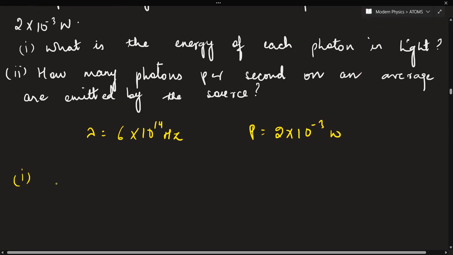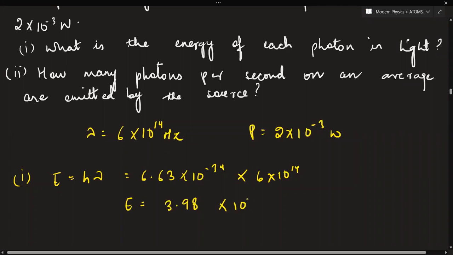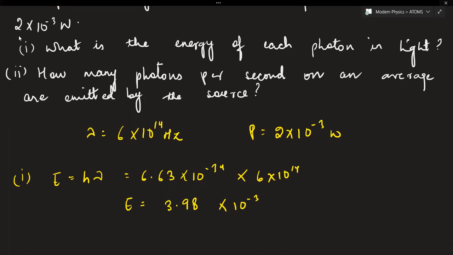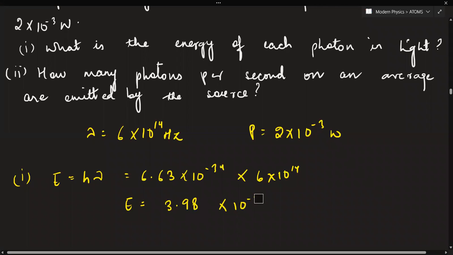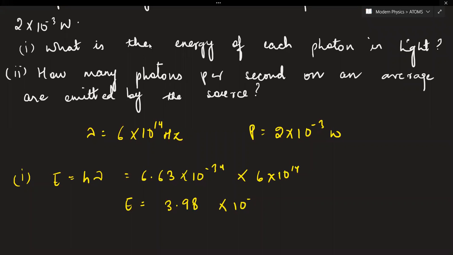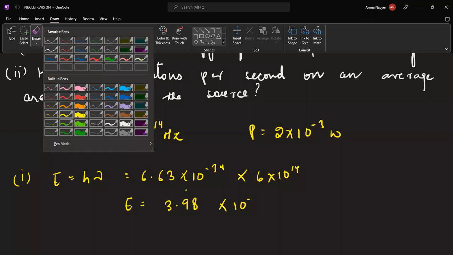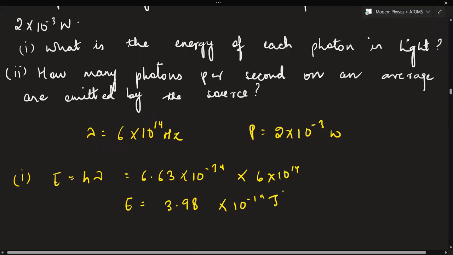See, energy of each photon. How do you calculate energy of each photon? By taking the product of Planck's constant and the frequency. Planck's constant is 6.63 into 10 to the power minus 34 joule seconds, and your frequency is 6 into 10 to the power 14. So energy becomes 3.98 into 10 to the power minus 19, not 30. So this is the energy.